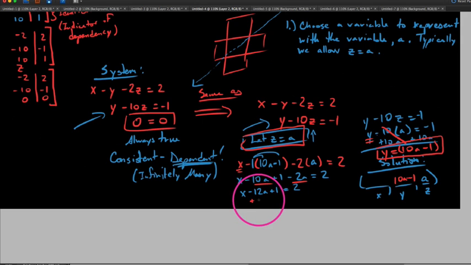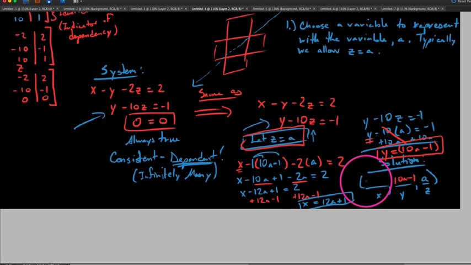So here's the trick. We're going to get x by itself by adding 12a and subtracting 1 from both sides. So add 12a minus 1. What we end up with is x equals, on the right side, 12a, and then a positive 2 and a negative 1 give us a positive 1 here. So I'm going to put a box around this right here: 12a plus 1.